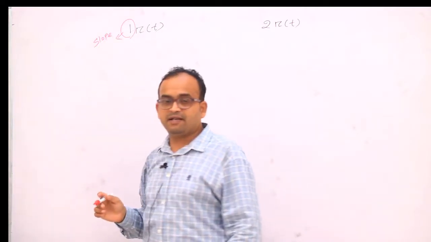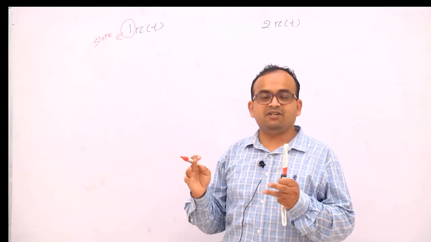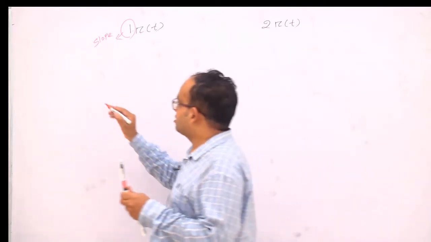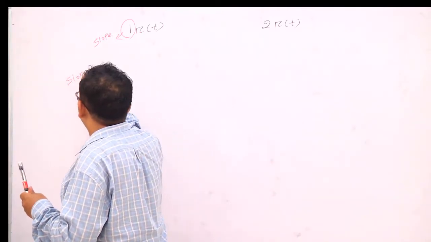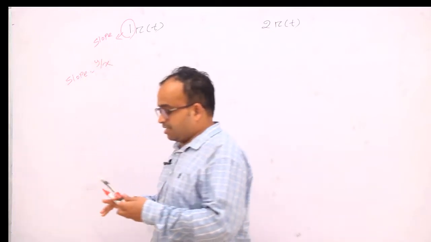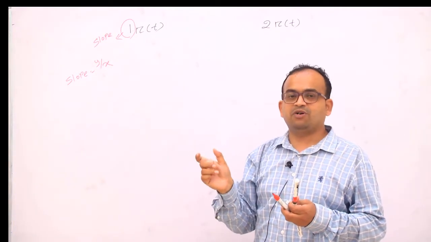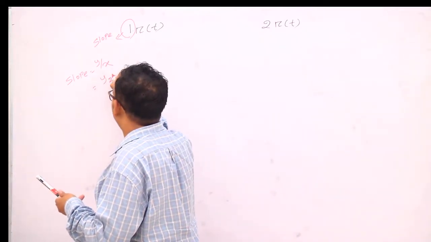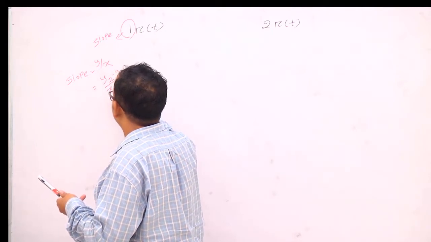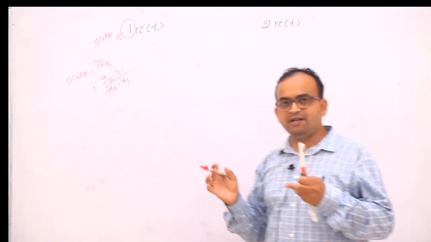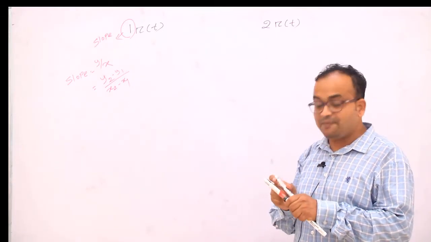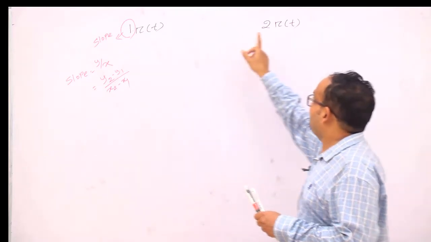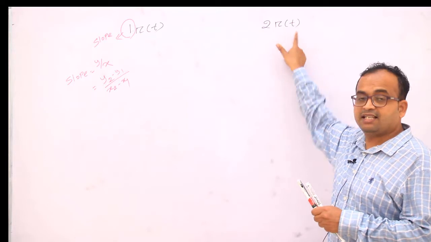How can you find the slope of any straight line? This is a very simple thing. Slope is y by x, that is the vertical axis divided by the horizontal axis. Or in two-coordinate form, you can write y2 minus y1 by x2 minus x1. Everyone knows this. So if I want to draw the signal r of t, the slope must be 1. If I want to draw 2r of t, the slope must be 2.